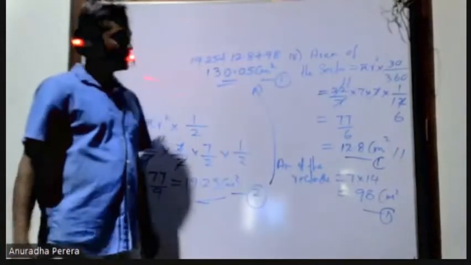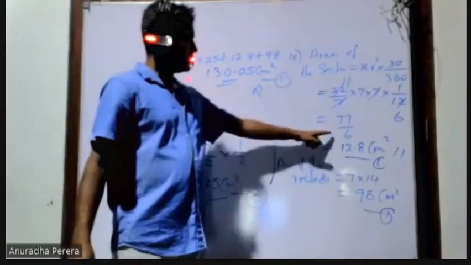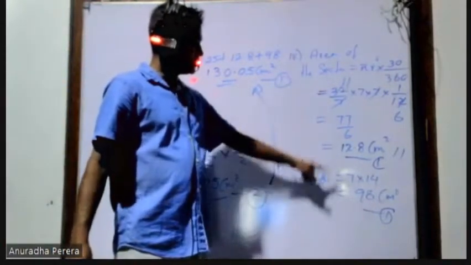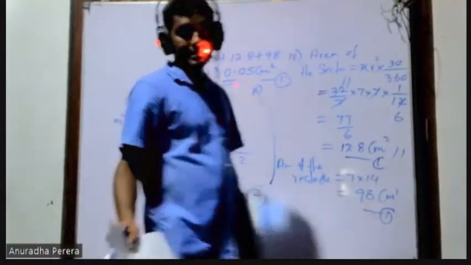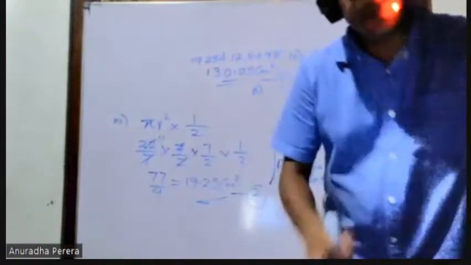The final question has three marks. To find the area of the sector, 1 mark. To find the area of the rectangle, 1 mark. Then to find the total area, 1 mark.